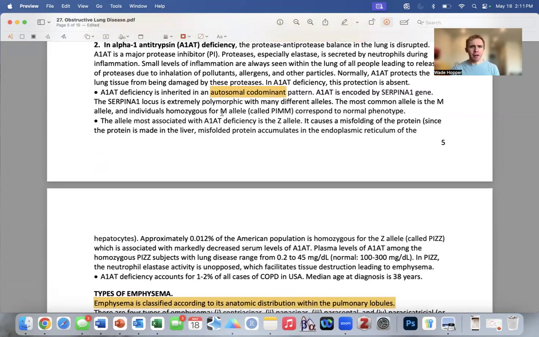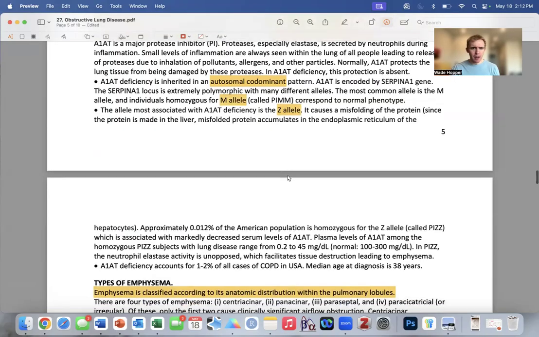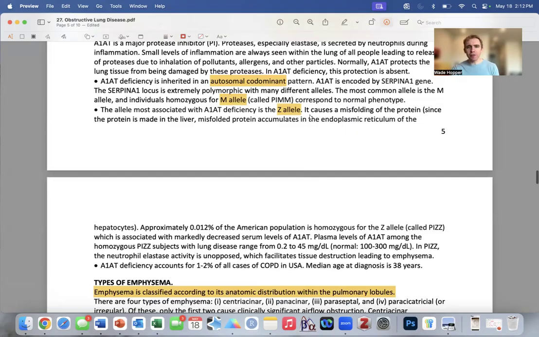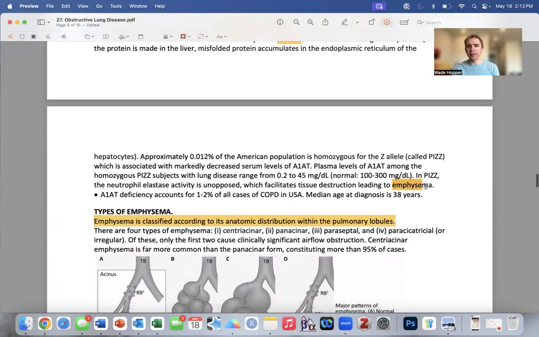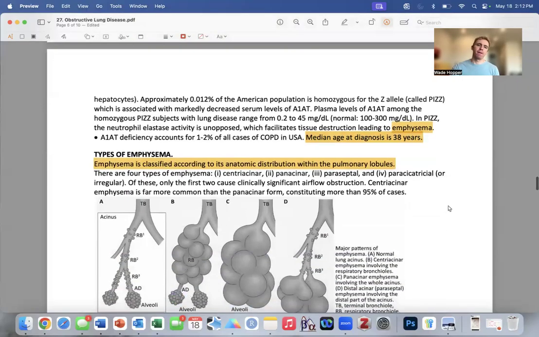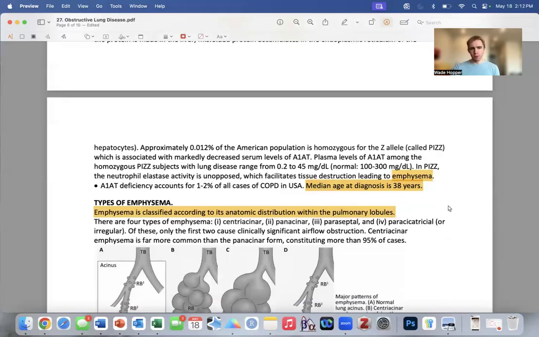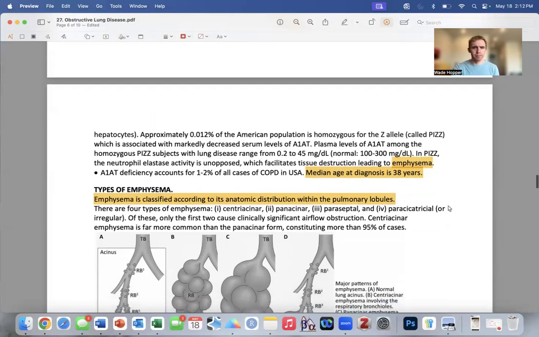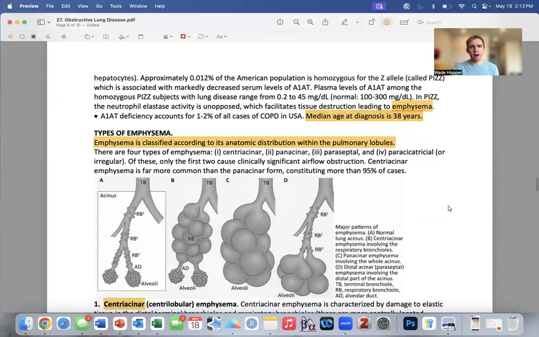So there's an M allele, which is a normal person phenotype. There's a Z allele, which is a diseased phenotype. People who are homozygous for the Z allele get early emphysema with a median age of diagnosis of 38 years. So again, whether you smoke or don't smoke, if you have alpha-1 antitrypsin deficiency, you'll get pulmonary disease earlier. Even non-smokers get it.